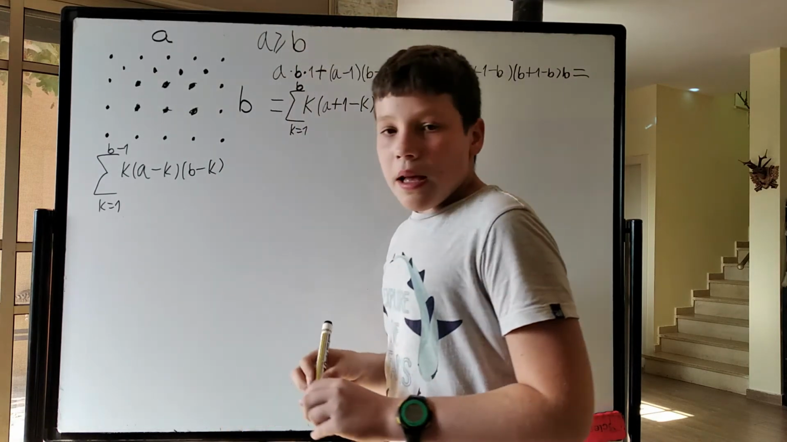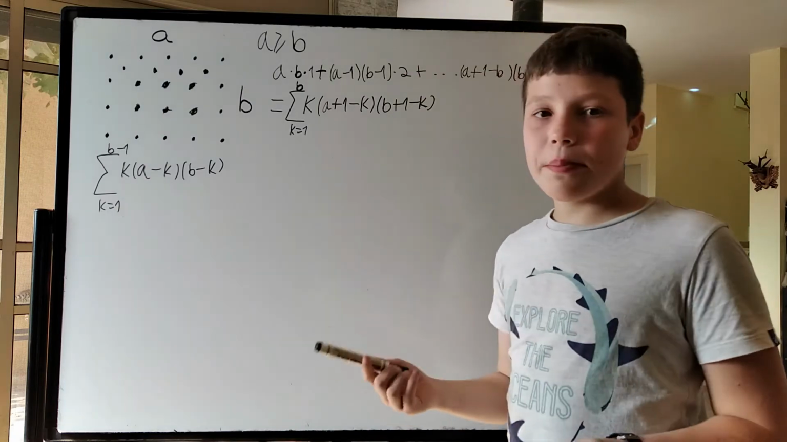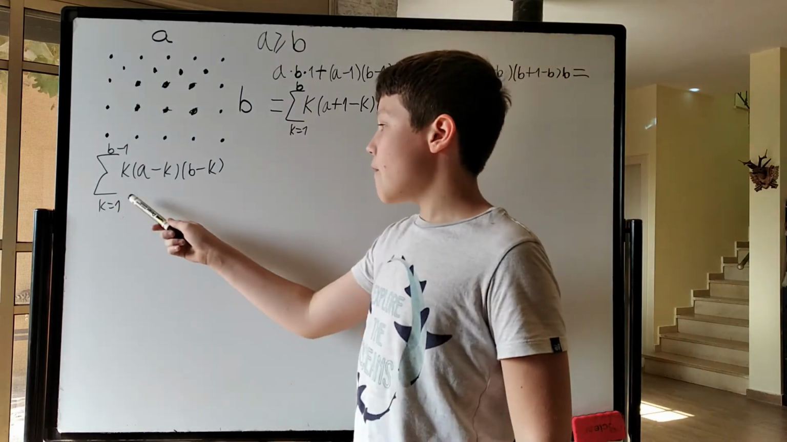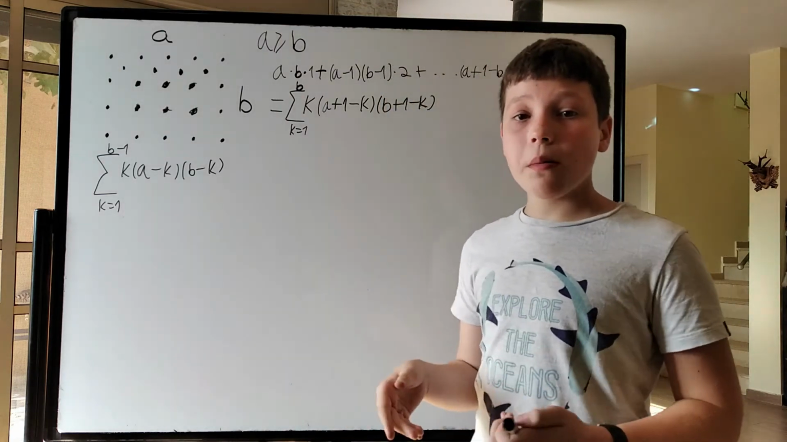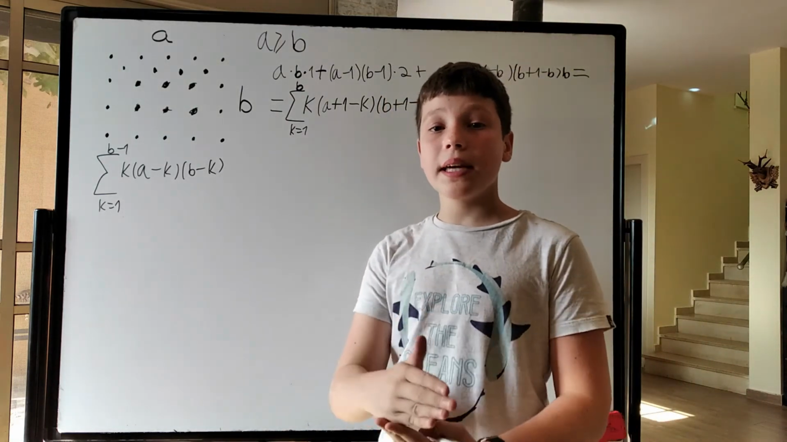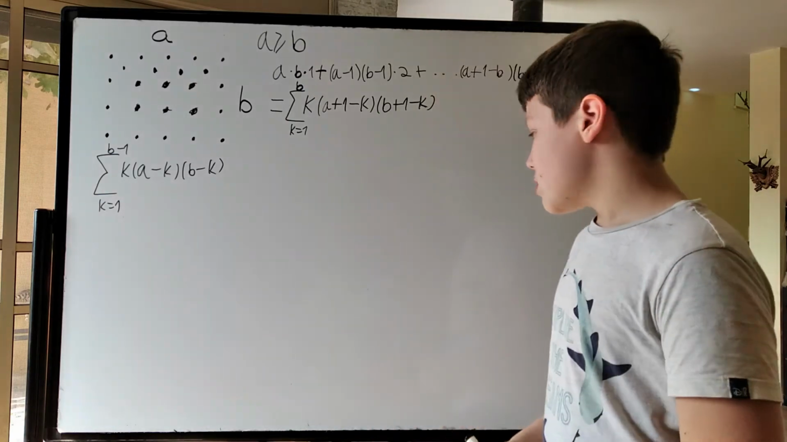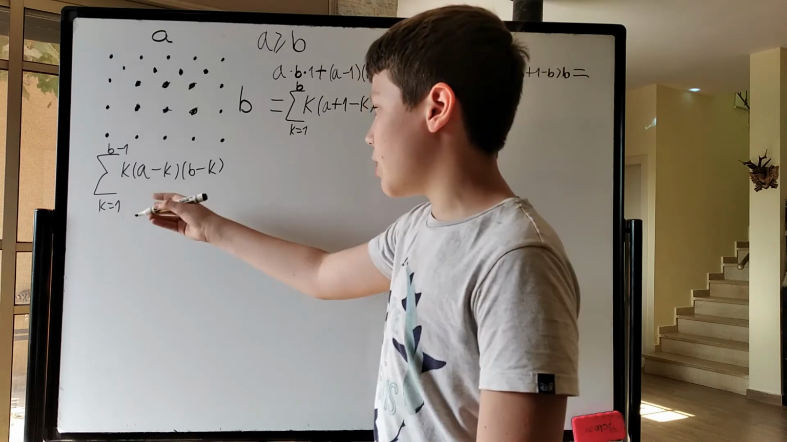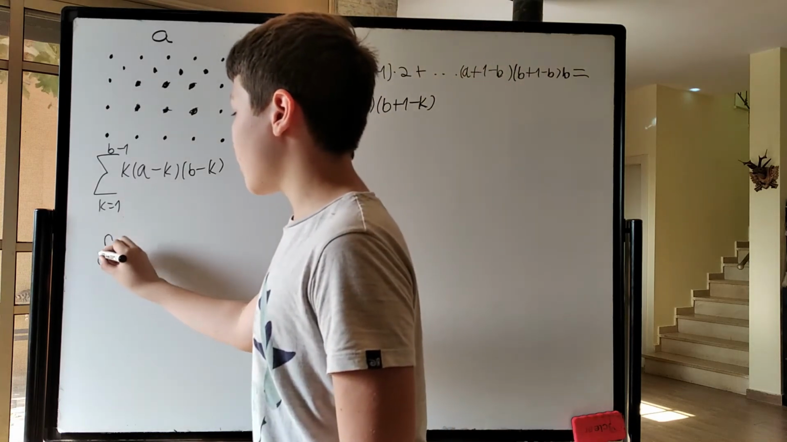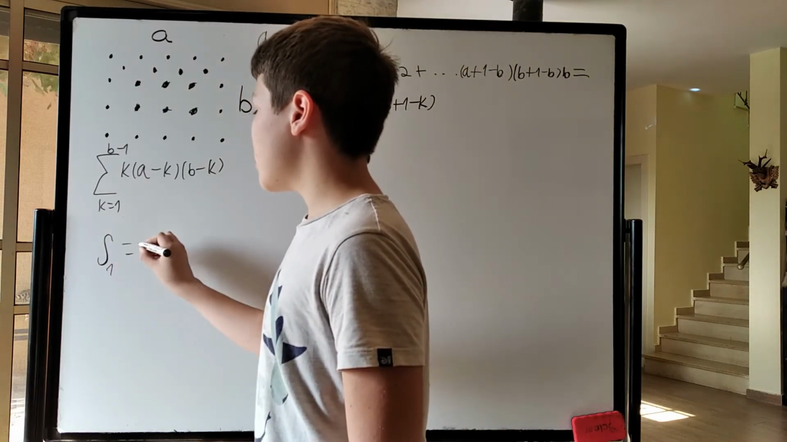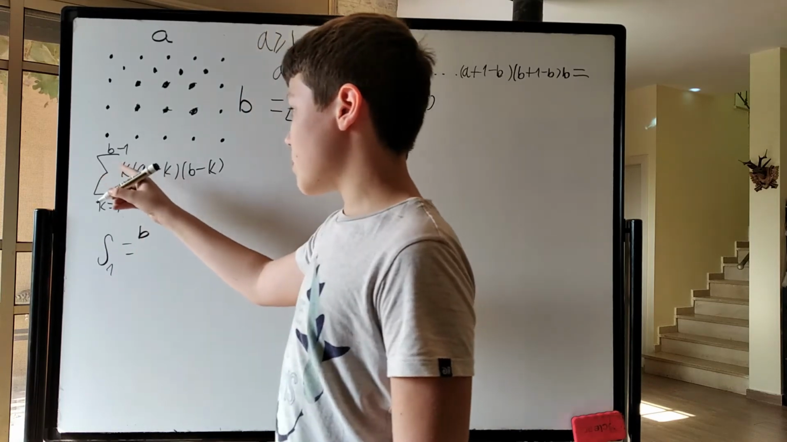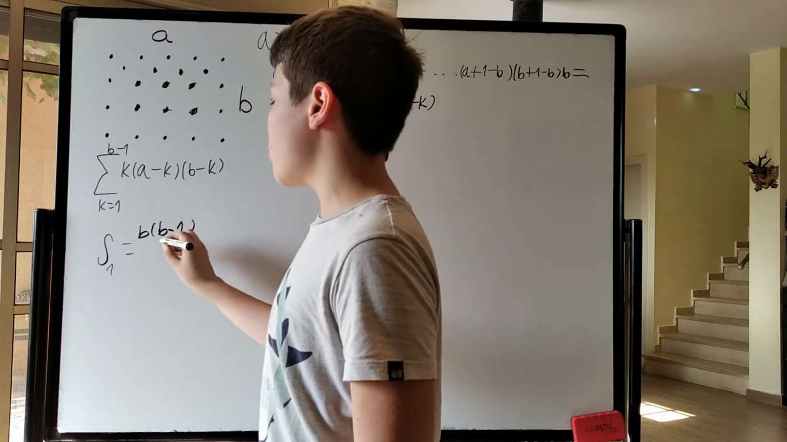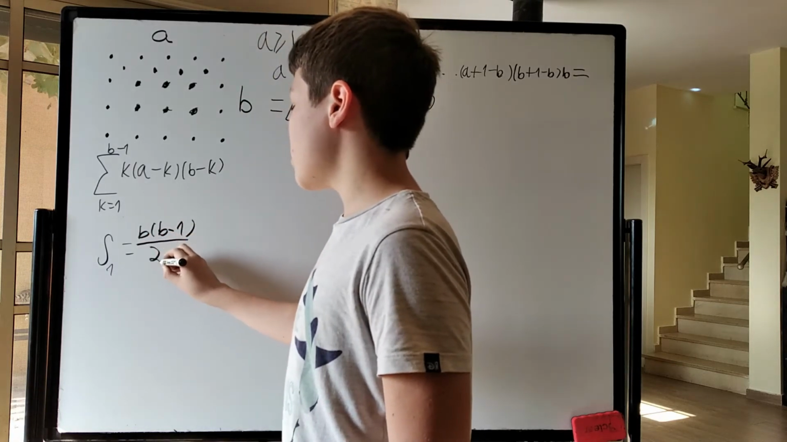I don't know if there's a better way to do it, but what I did was factor this out and use the formulas for the sum of first powers, second powers, and third powers. So the sum as k goes from 1 to b minus 1 of, say, k, or I'll write it as S of 1, is going to be, remember, to b minus 1, is going to be b times b minus 1 all over 2.